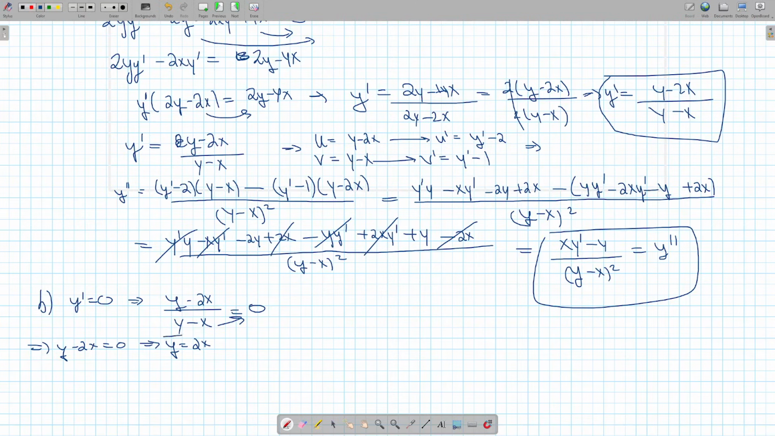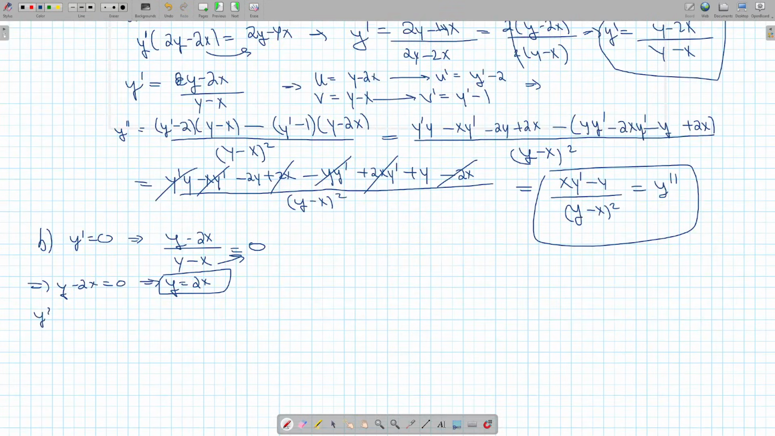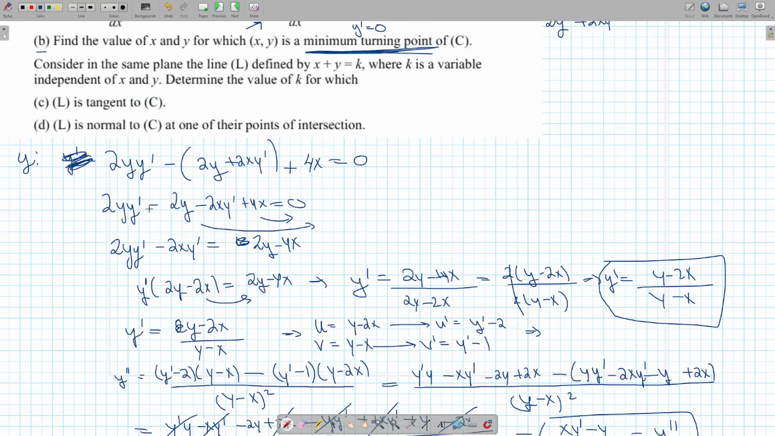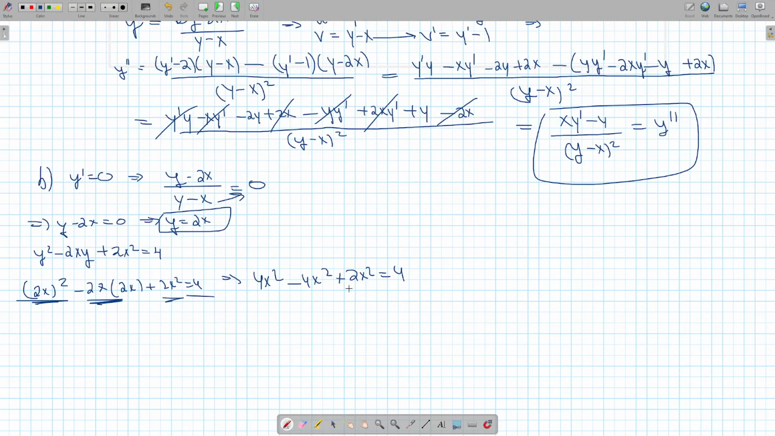Cool. Y is equal to 2x. Always remember, when you're doing implicit differentiation, you need an expression in one variable like this, so that when you go back up to the original equation, you can substitute it. Our original equation was y squared minus 2xy plus 2x squared equals 4. Now we know y is 2x, so let's substitute that. It's going to be 2x squared minus 2x times 2x, plus 2x squared equals 4. So we're going to get 4x squared minus 4x squared plus 2x squared equals 4. I just simplified this. Cancel. X squared equals 2, so x is equal to plus or minus radical 2. Cool.